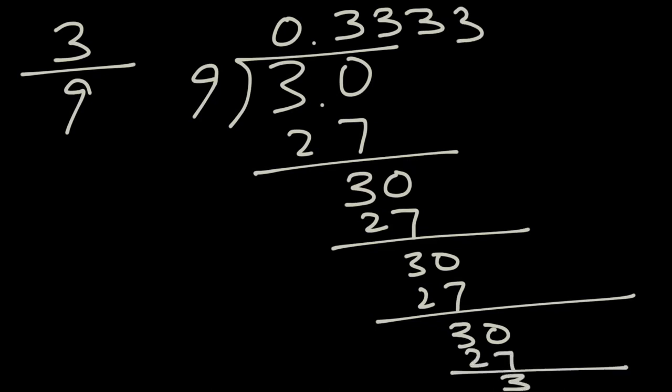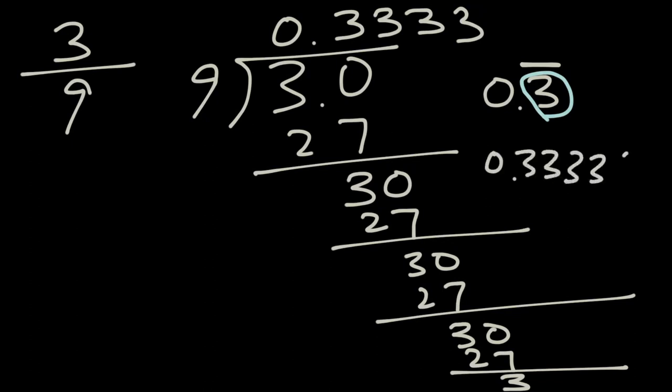Our answer could just be simply put as 0.3 with the overbar on top. The overbar on top means that it's a repeated decimal, meaning that this number 3 will continue on infinitely. So this could be 0.3333333, and so forth. Now let's do one with a bigger number.